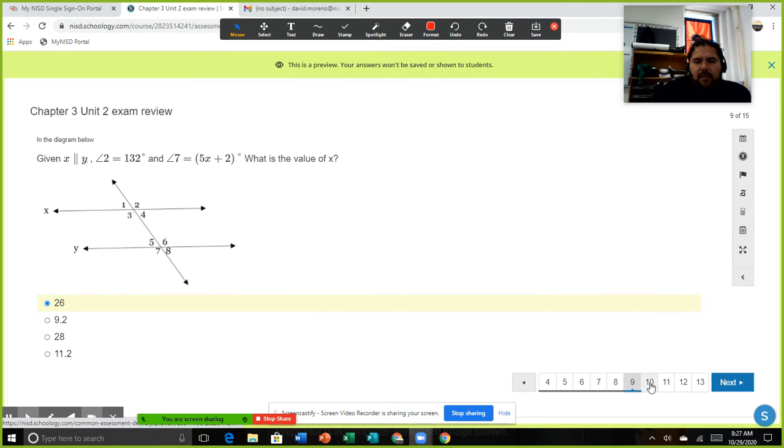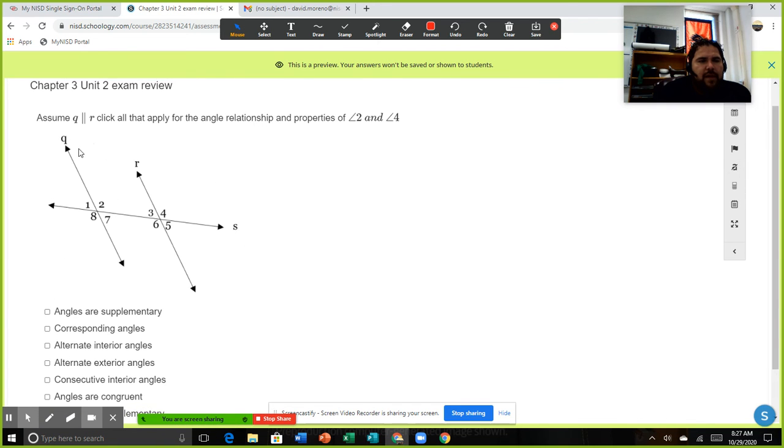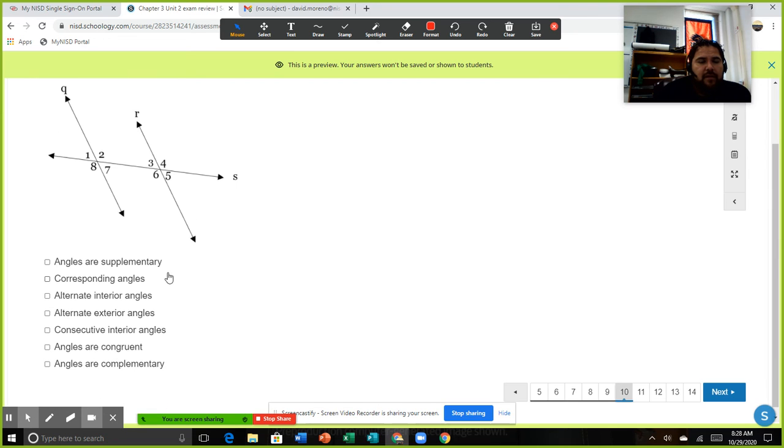All righty. Number 10. Okay. We're assuming that Q and R are parallel. Click all that apply for the angle relationship and properties of angles 2 and 4. They're both obtuse. The lines are parallel, so we know they're congruent, right? Okay. Angles are congruent. That's one thing we definitely know.